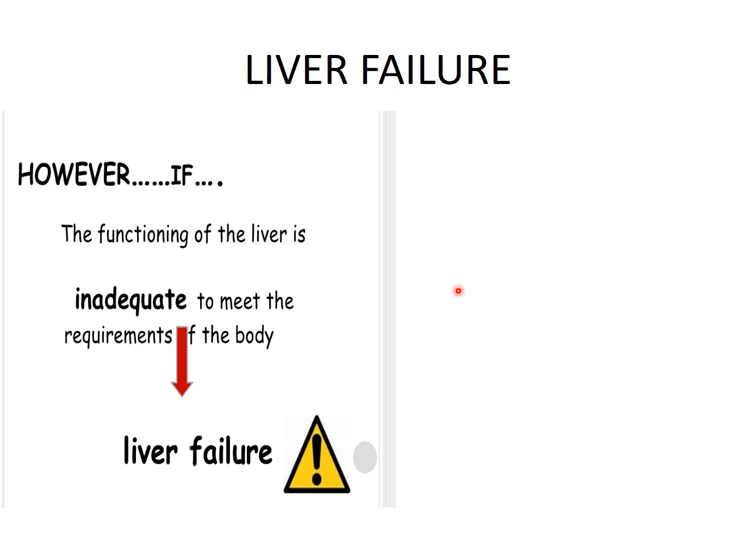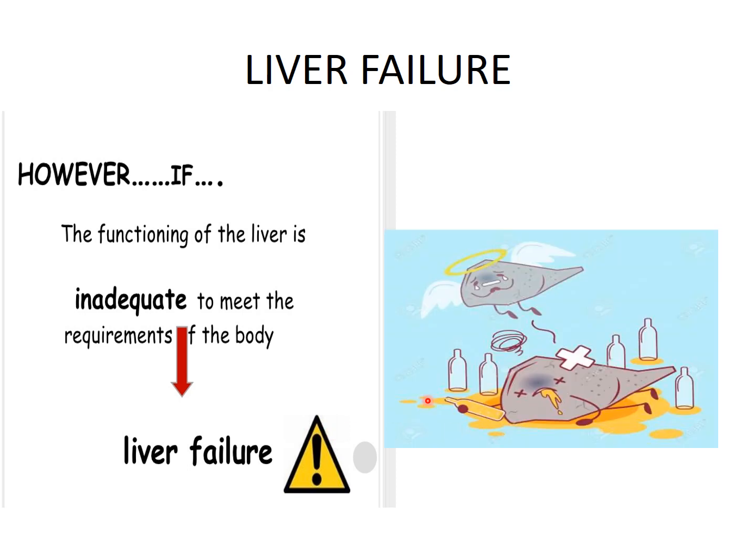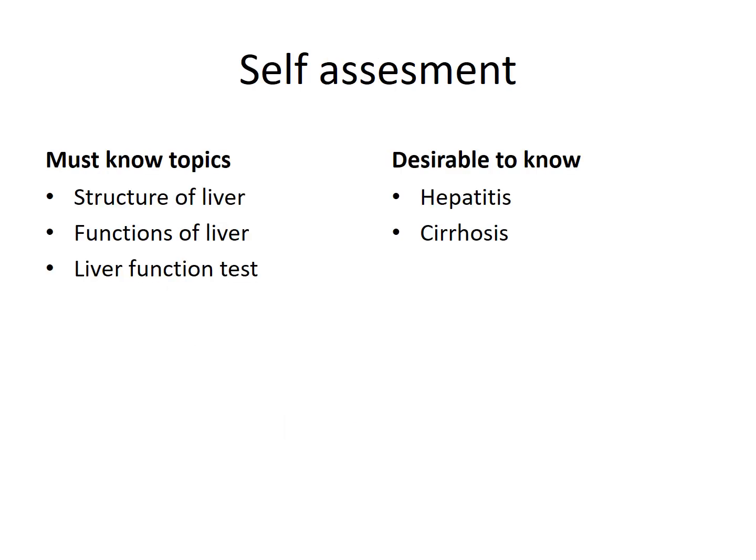Now, liver failure is a condition in which there is inadequate functioning of the liver, be it cirrhosis, be it any cancerous condition of the liver. Whenever the functioning of the liver is decreased beyond the requirement of the body, then liver failure will result. All the functions will be disrupted, be it synthetic, metabolic, excretory, or other miscellaneous functions. So the ultimate prognosis will be liver failure. These are the topics which are important to know, the must-know topics and desirable-to-know topics.